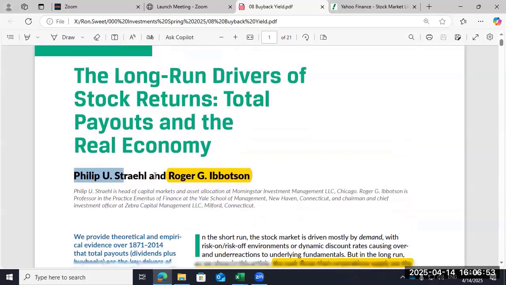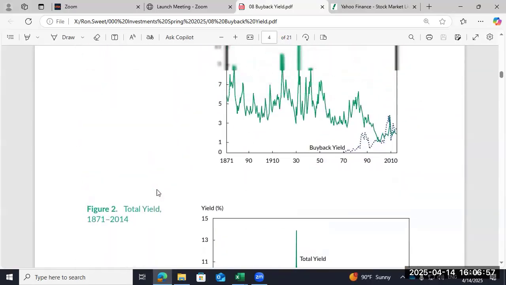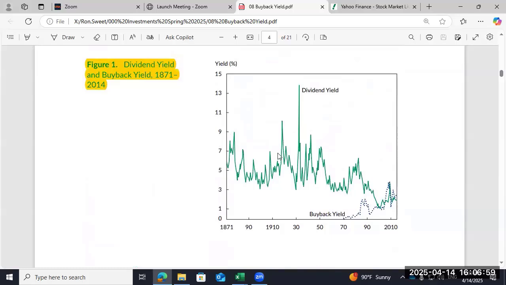But it goes through what's happened with dividend yields versus stock buybacks. And you can see right here, here's the dividend yield, and here's the buyback yield. And you can see the buyback yield is growing and getting larger. And even though this is 8 years old, it stayed up there. Firms are still buying back more stocks than issuing.